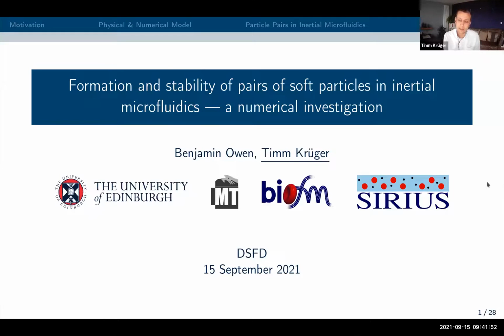Too many details because it's also quite technical. And therefore, I have a relatively long motivation part that is a bit more general about microfluidics. So the idea is here that we want to look at the formation of pairs of soft particles in inertial microfluidics, a numerical point of view, of course. And you might remember the last presentation yesterday by Ottman, who talked about inertial microfluidics with rigid particles. And today's talk could be seen as a continuation of that presentation yesterday.